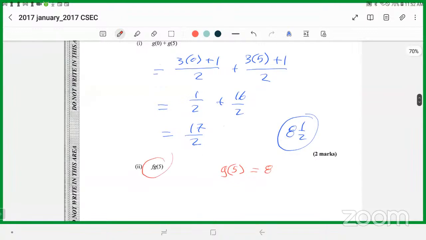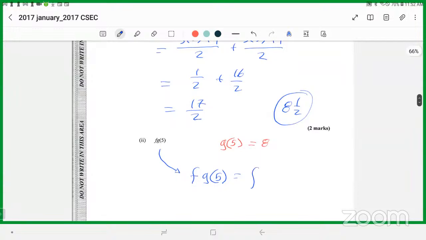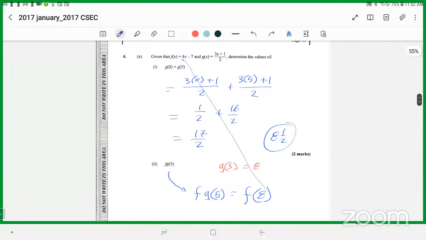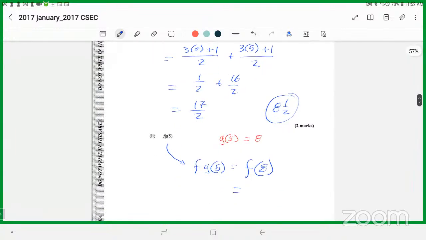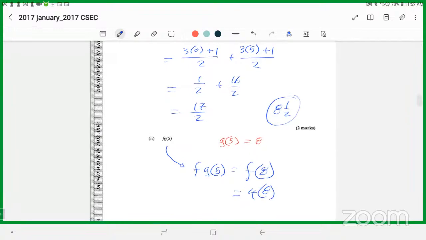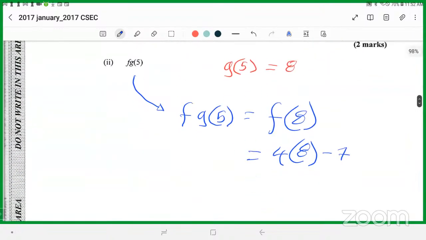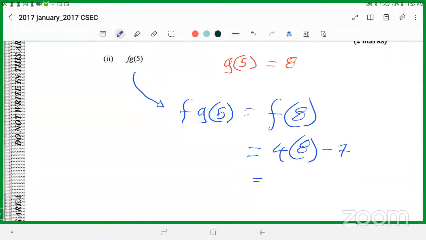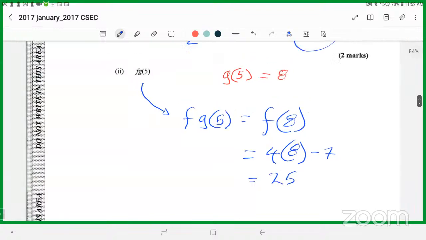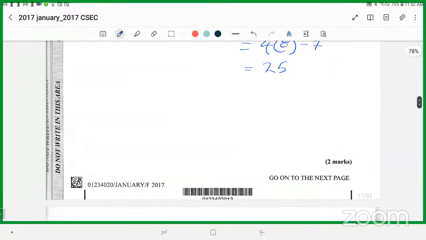So therefore, if we want f of g of 5, watch this now. f of g of 5 is the same as f of 8, but the g of 5 is 8. And then f of 8 means that we're going to substitute the 8 in the f function now. So that becomes 4 times 8 minus 7. That becomes 32 minus 7. How much is that? 25. That is 25. Nice and easy. All right, let's continue.